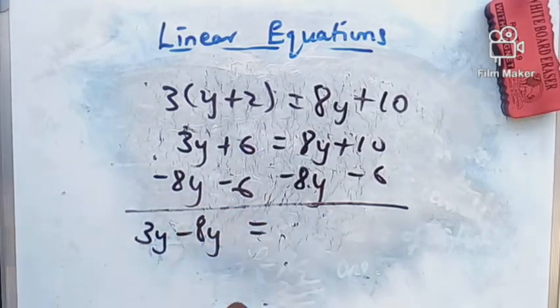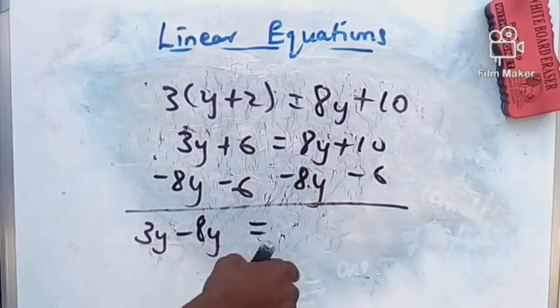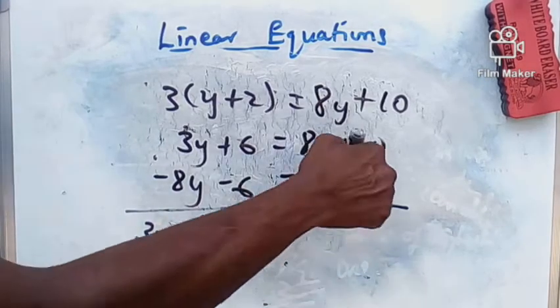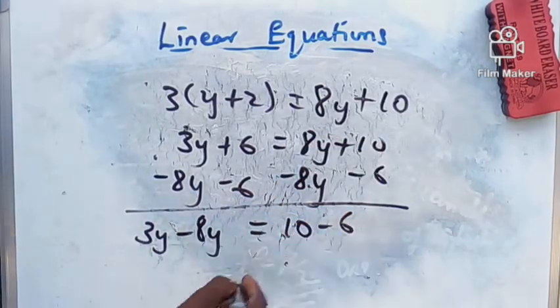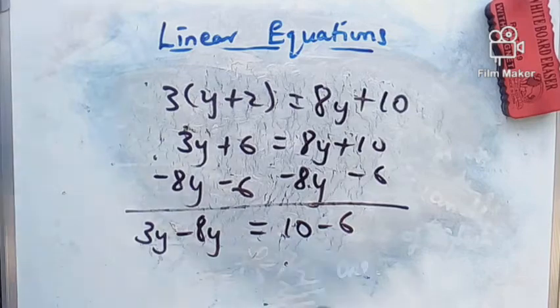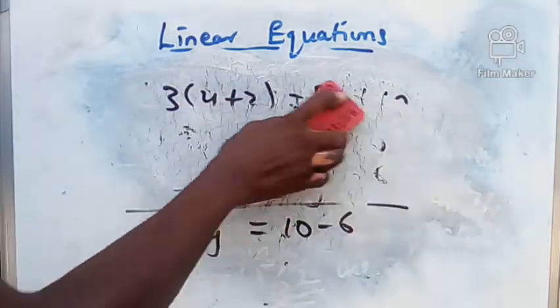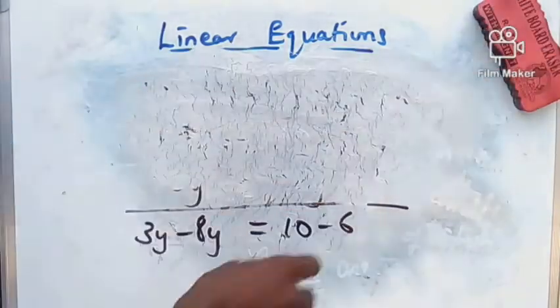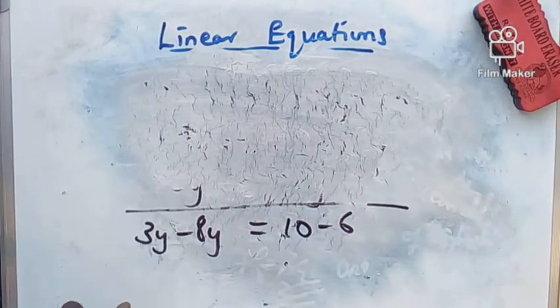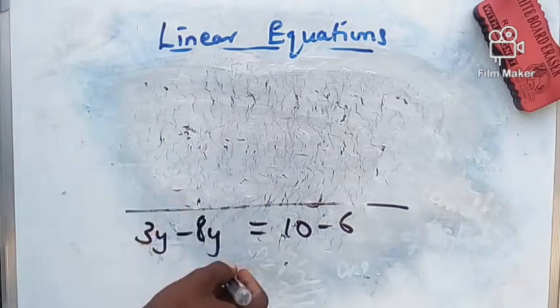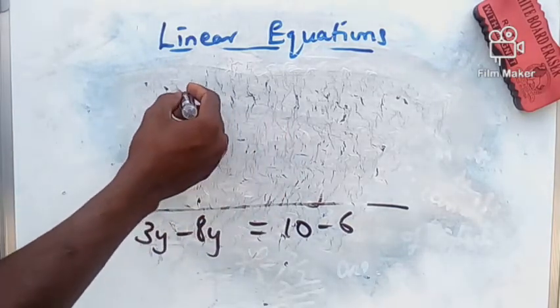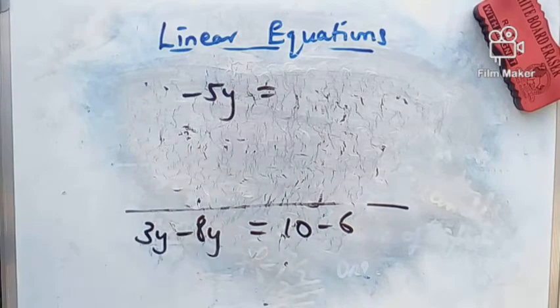So we bring down our equality sign. 8y minus 8y is 0. We need not worry about that. So we now write down 10 minus 6. As simple as that. So the next stage we are going to do now is to simplify. Having collected the like terms, we simplify. 3y minus 8y will give us minus 5y, and that is equal to 10 minus 6.